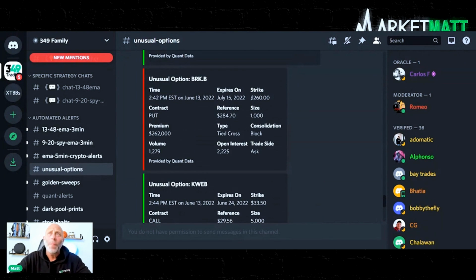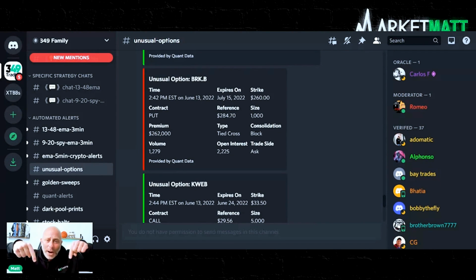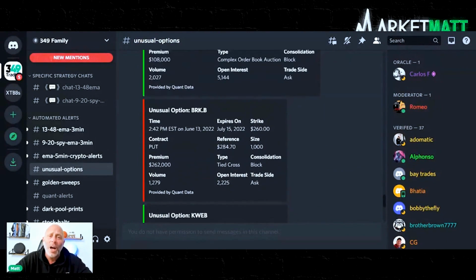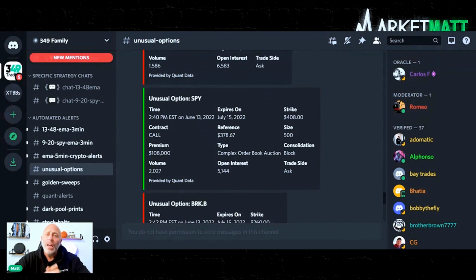Okay, here you go. Ask side on the put on BRK, which is Berkshire Hathaway, B. So they're paying the ask on the put side, which would be bearish. So again, there is a bearish position. It's a pretty substantial position on Berkshire Hathaway, option B. Okay, here's a SPY. Again, they're paying the ask at 2:40 p.m. So again, this is a bullish trade. Volume 2,000, open interest 5,000.